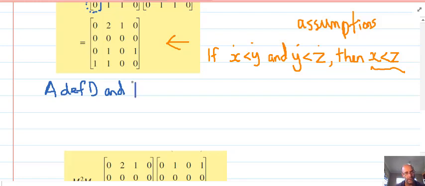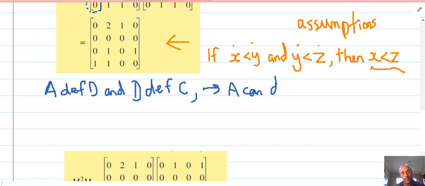D defeats C. And that means A can defeat C in the M squared.